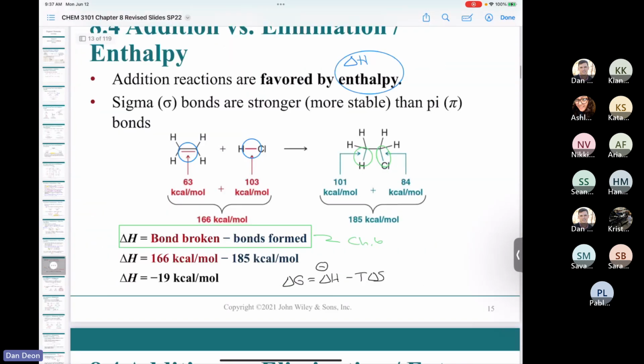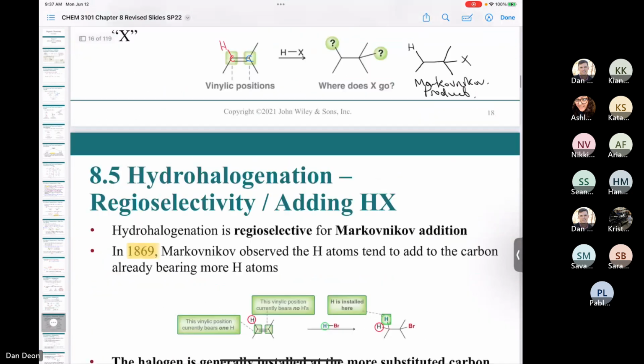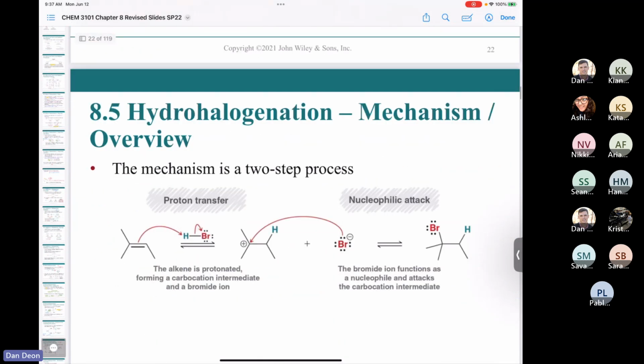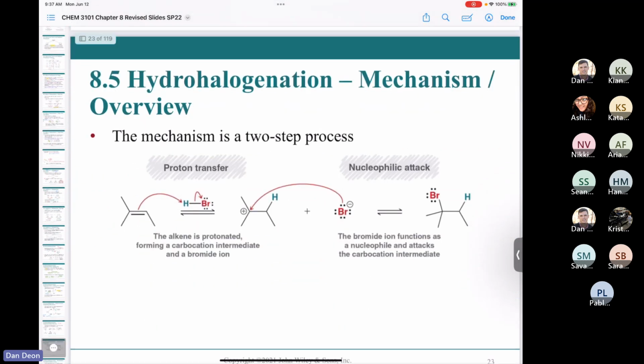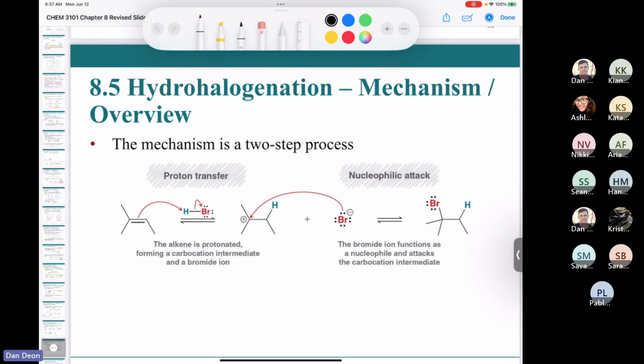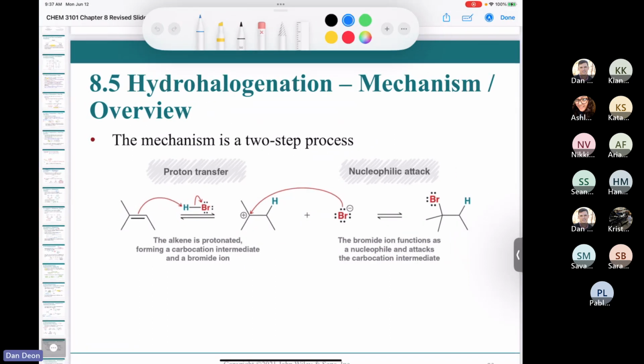So where we were, somewhere around here, we were looking at Markovnikov and anti-Markovnikov. We tried a little practice problem here, and that's the mechanism as drawn by David Klein himself, okay? So the mechanism is two steps. The first step is the proton transfer. Of course, it's the rich getting richer, so that's what's happening here. The one that's richest in protons, which is this one, is the one taking the second proton. Okay, then you get a nucleophilic attack and you're done.